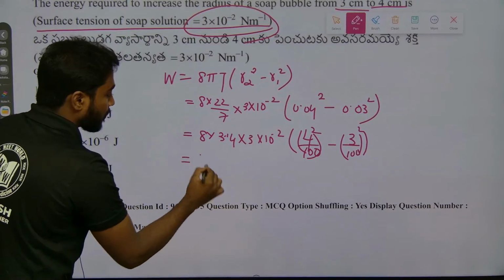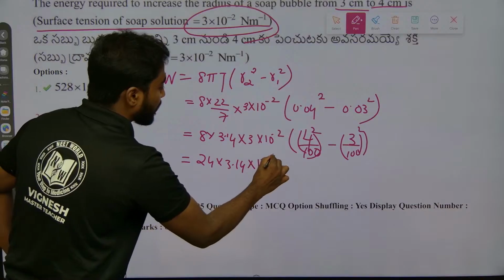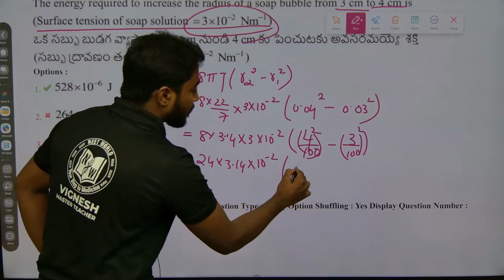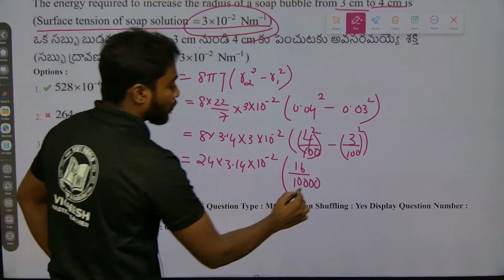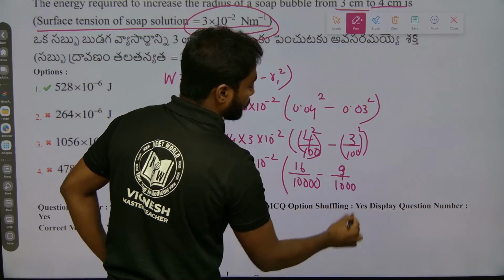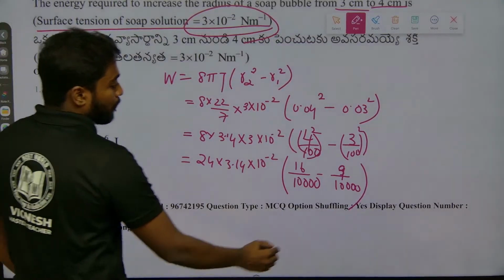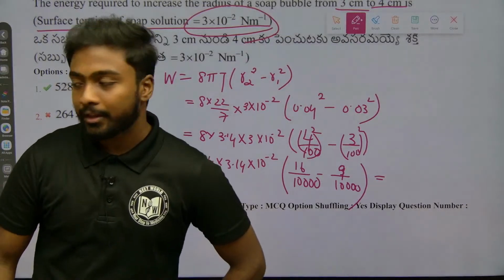Next, 8 into 3 is 24, into 3.14 into 10 power minus 2. I will keep this 3.14, at last we can multiply it. So this is 16 divided by 10,000 minus 9 divided by 10,000. Right. Now the final calculation. Give the answer for this question, guys, after doing the calculations.